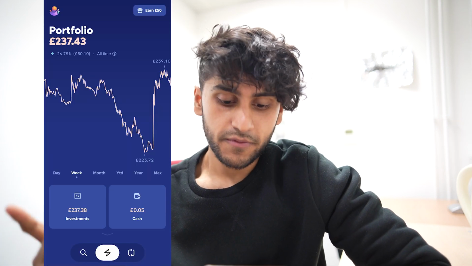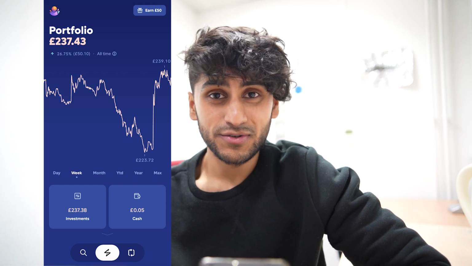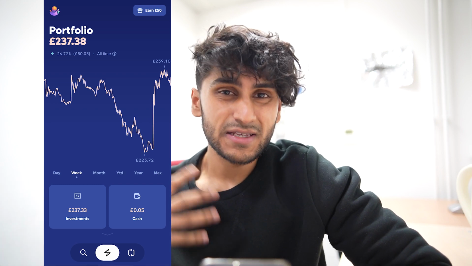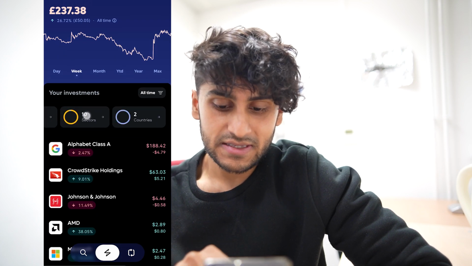So if we go back into our portfolio, we can see all our investments, and then I'm going to quickly show you how it is like to actually sell some investments, although I'm not going to sell them right now. So it seems like Lightyear is always adding extra bits of information to the portfolio. So we can see this is a new section here.